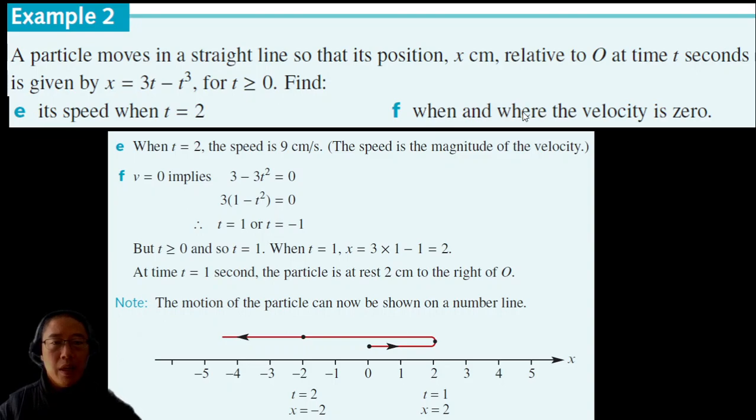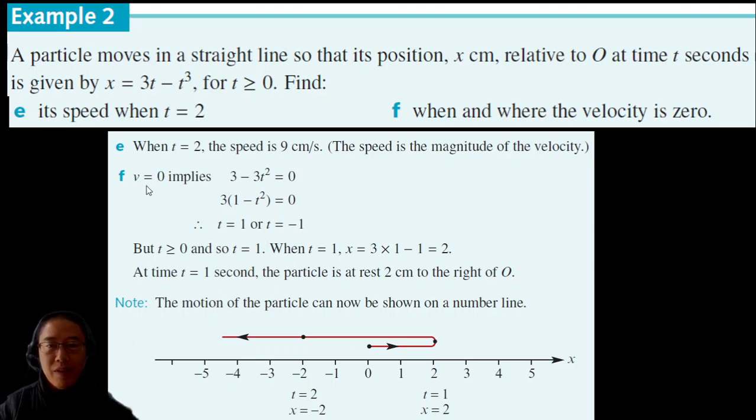Part F, when and where the velocity is 0. So you will solve some equation and you will have to do a substitution. Now the where is you need to find the x value or values, and when you need to get the t values. So first you need to solve that equation. So v equals 0. That's a function of t. It's a quadratic. That gives you two values. You exclude the negative one. So when t equals 1, x is equal to 2. And that is the answer.